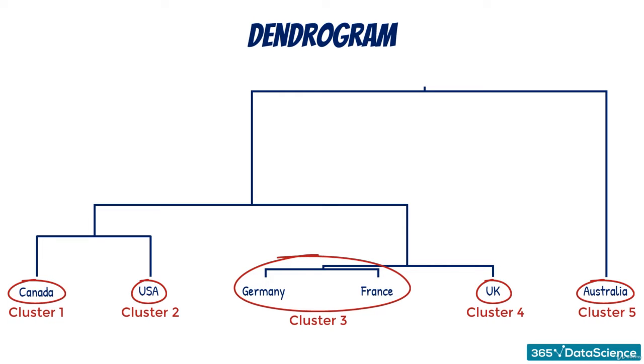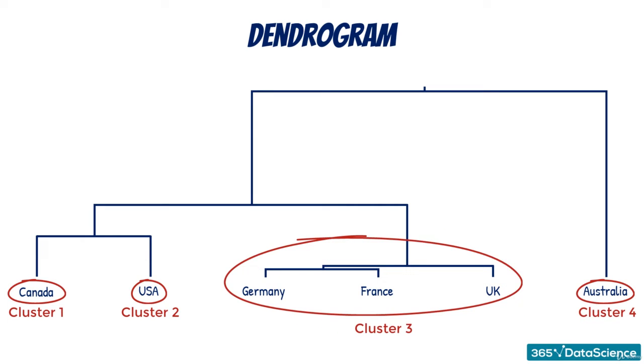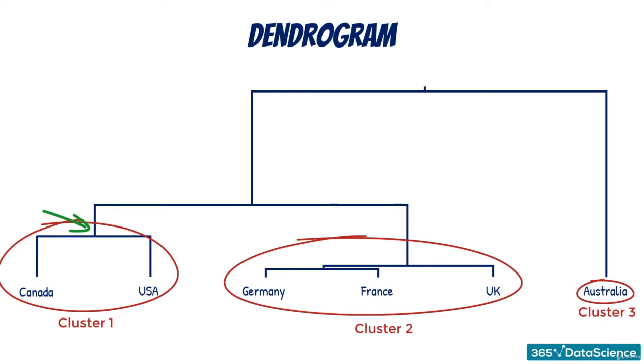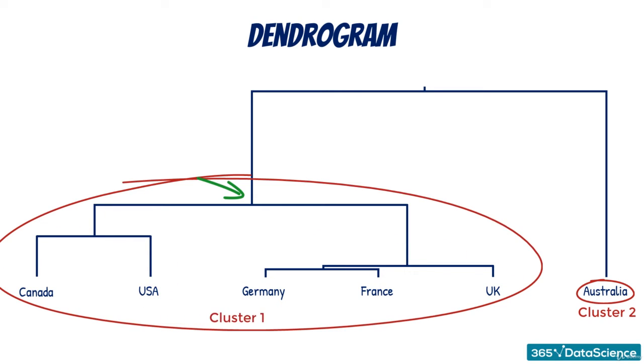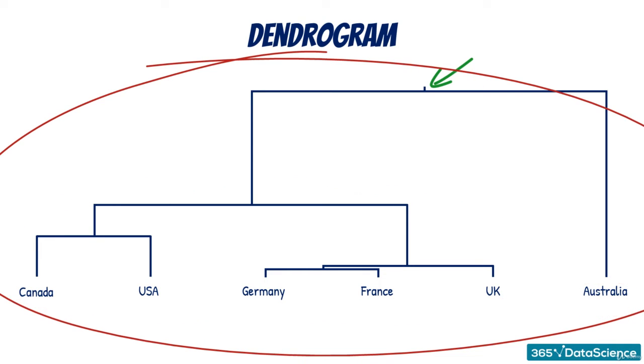Now, here's where it becomes interesting. The next two lines that merge are those of the Germany and France cluster and the UK. At this point, there are 4 clusters. Germany, France, and the UK are one, and the rest are single observation clusters. At the next stage of the hierarchy, Canada and the US join forces. The next step is to unite the Germany, France, UK cluster with the Canada-US one. Australia is still alone. Finally, all countries become one big cluster representing the whole sample.